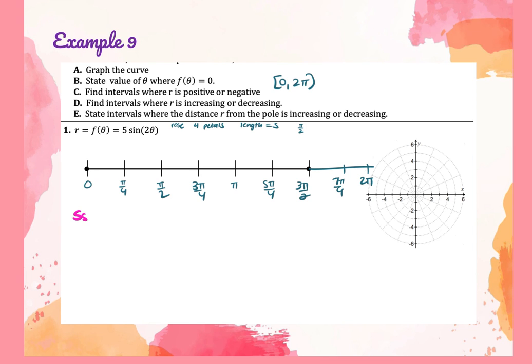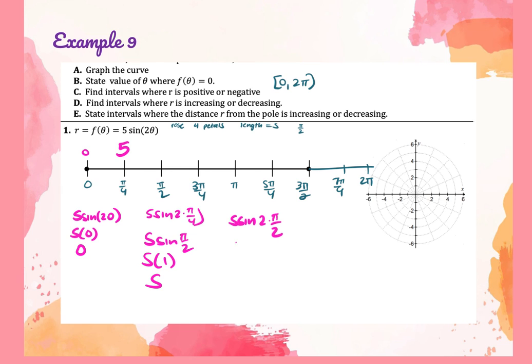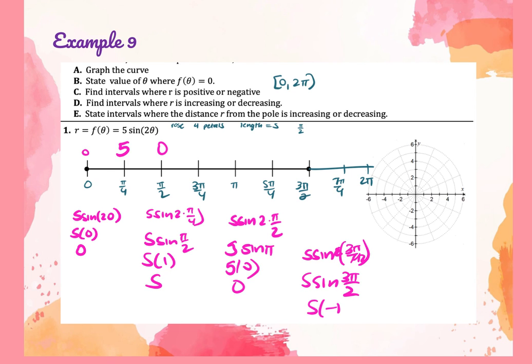So at 0, 5 sine of 2 times 0 is 0. 5 sine of 2 times pi over 4, 5 sine pi over 2, that's your 1. That's where 5 is. And then 5 sine of 2 times pi over 2, 5 times sine of pi, which is back down to 0. 5 sine of 3 pi over 4 times 2, so 5 sine 3 pi over 2, is negative 1, and there's our negative 5.